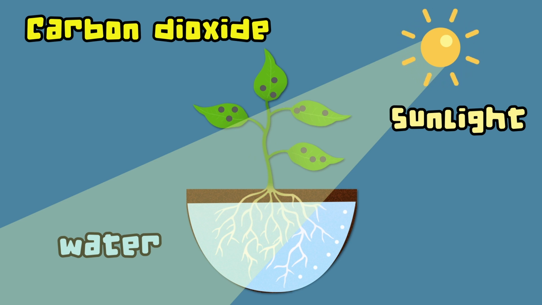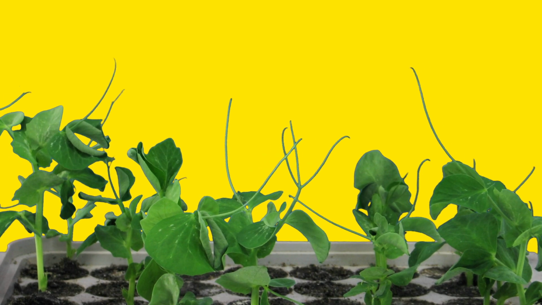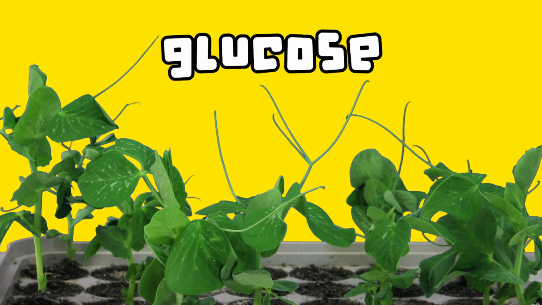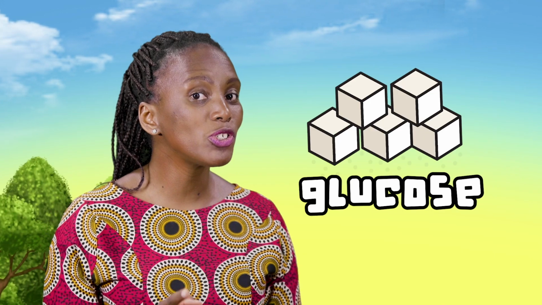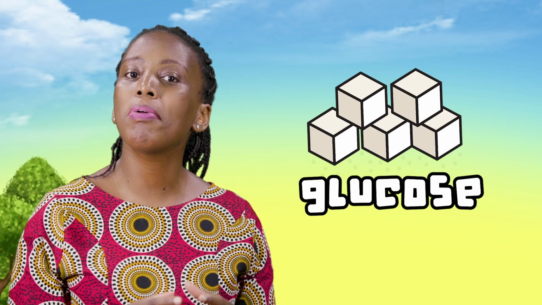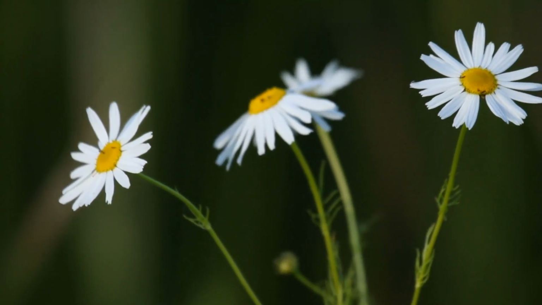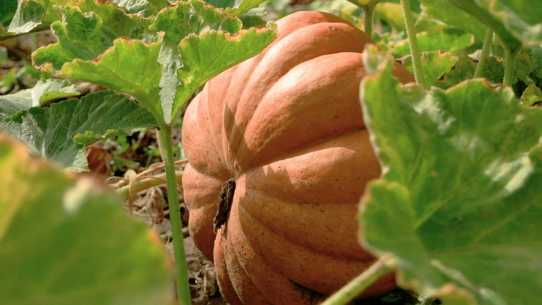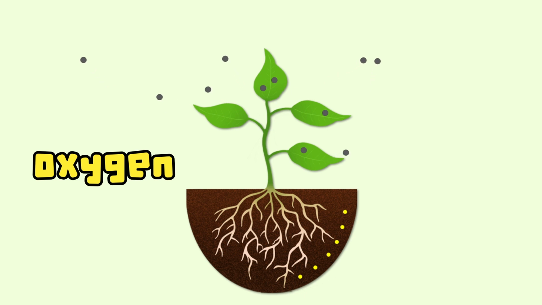So now we have water plus carbon dioxide plus sunlight, and boom, a chemical reaction occurs and plants create their own food called glucose and let out oxygen too. What is glucose? Glucose is a type of sugar that gets distributed to all parts of the plant. It helps it to grow and make flowers, fruits, and vegetables. And oxygen is a waste gas that the plants breathe out during photosynthesis.